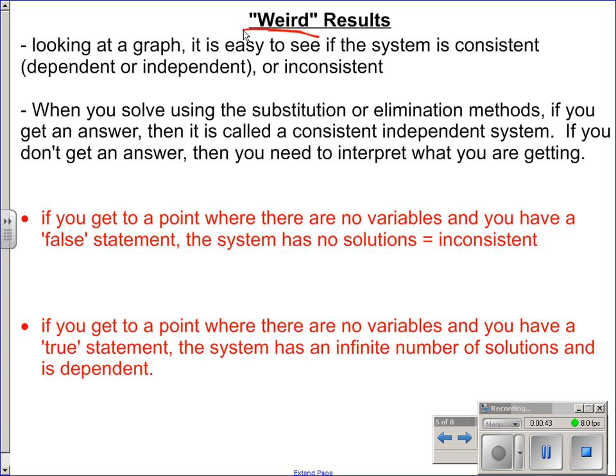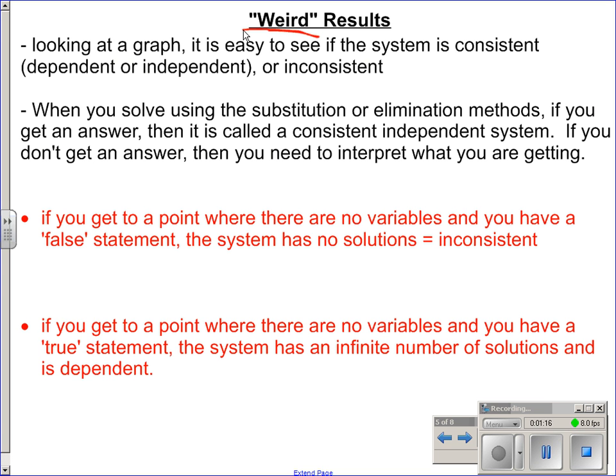Other situations is it could have a solution, but there could be infinitely many solutions. Looking at a graph, that's when the two lines are exactly the same. It's easy to see. The other result is inconsistent. That's when there's no solutions. That's when these lines are parallel. And so again, easy to see on a graph, algebraically, that's what we're talking about here. So take a second, copy these things down, and we'll go through some examples and see what we're looking at.